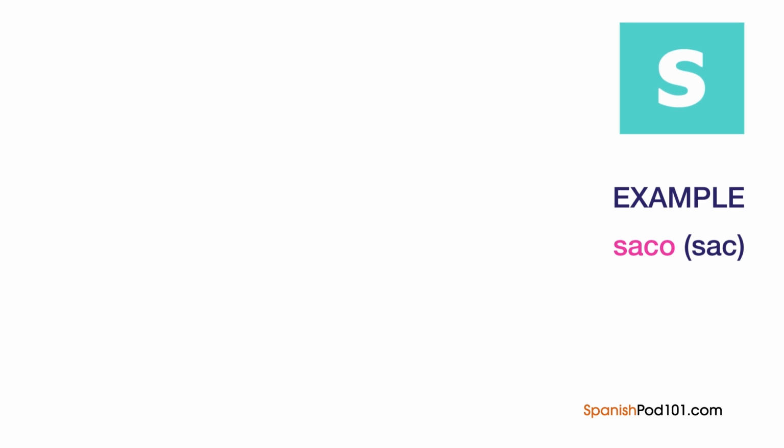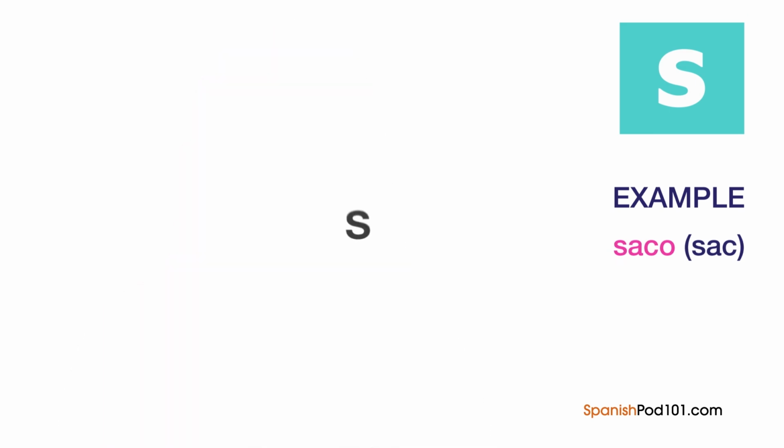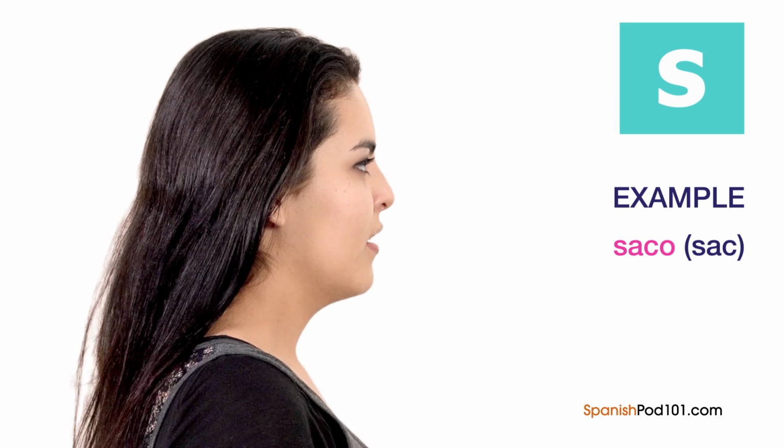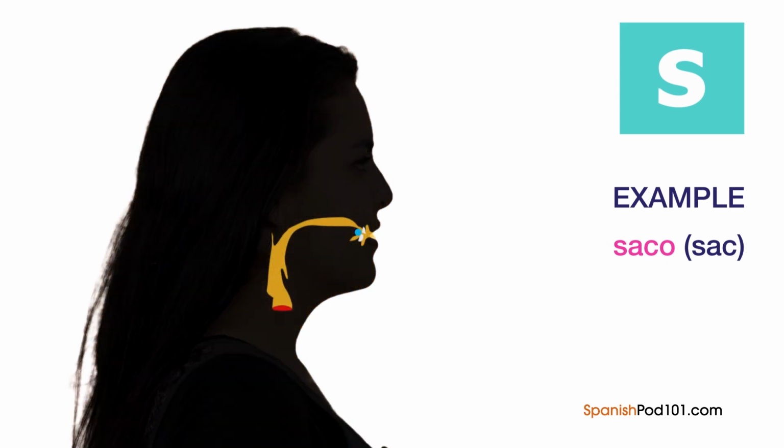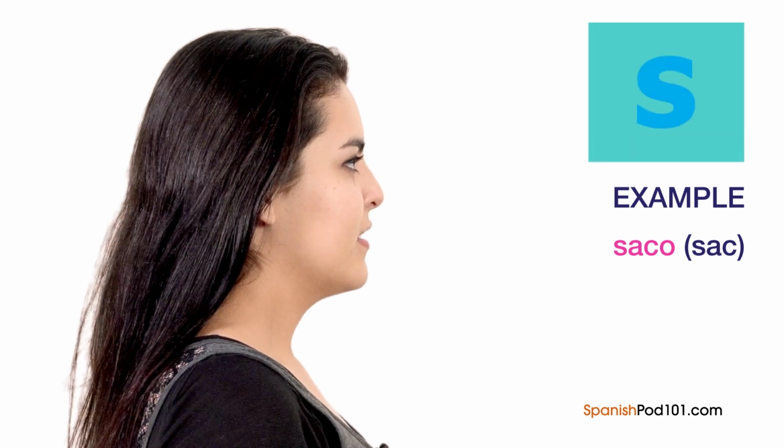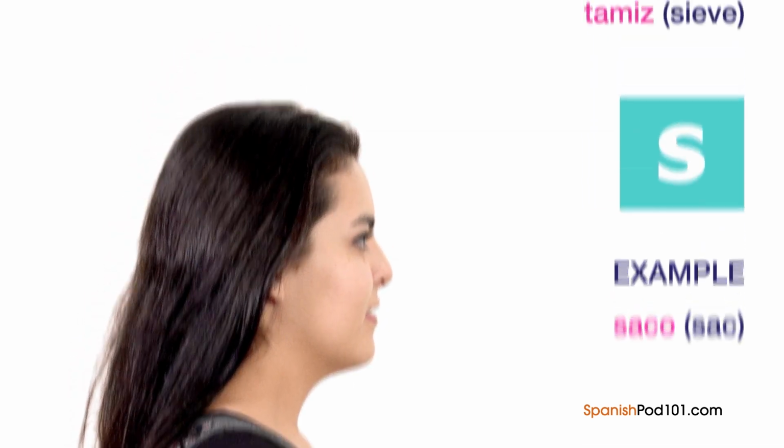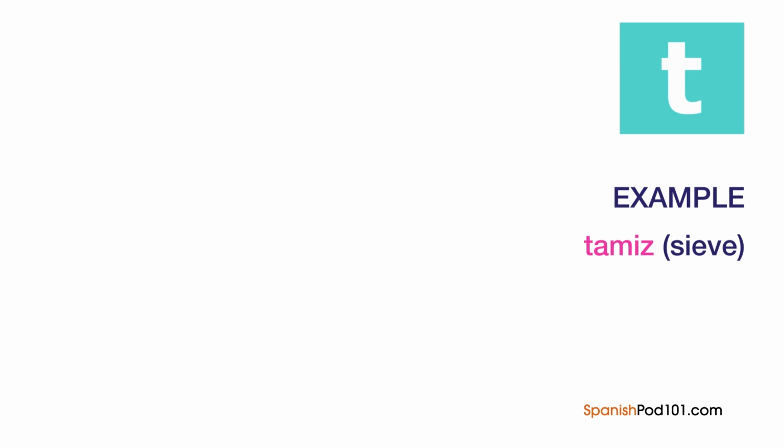The next consonant is S, saco. Like the S in the word see.